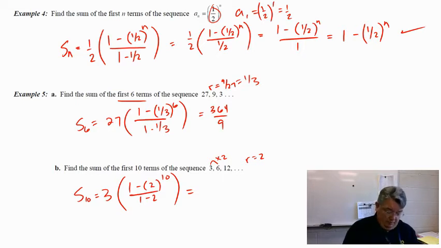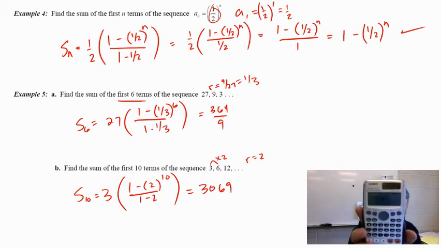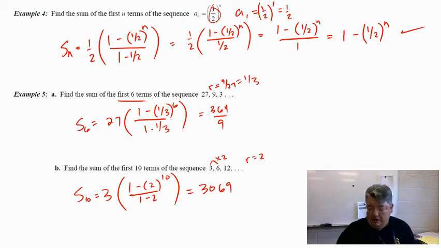3 times big fraction, parentheses, 1 minus, parentheses, 2, close parentheses, to the power of 10, all over 1 minus 2. Okay. And that gives me 3,069. So again, I'm just typing exactly what I see into my calculator. That's all I'm doing. Okay? And as long as I make sure that I write what I'm typing down, see? There we go. I can use that.